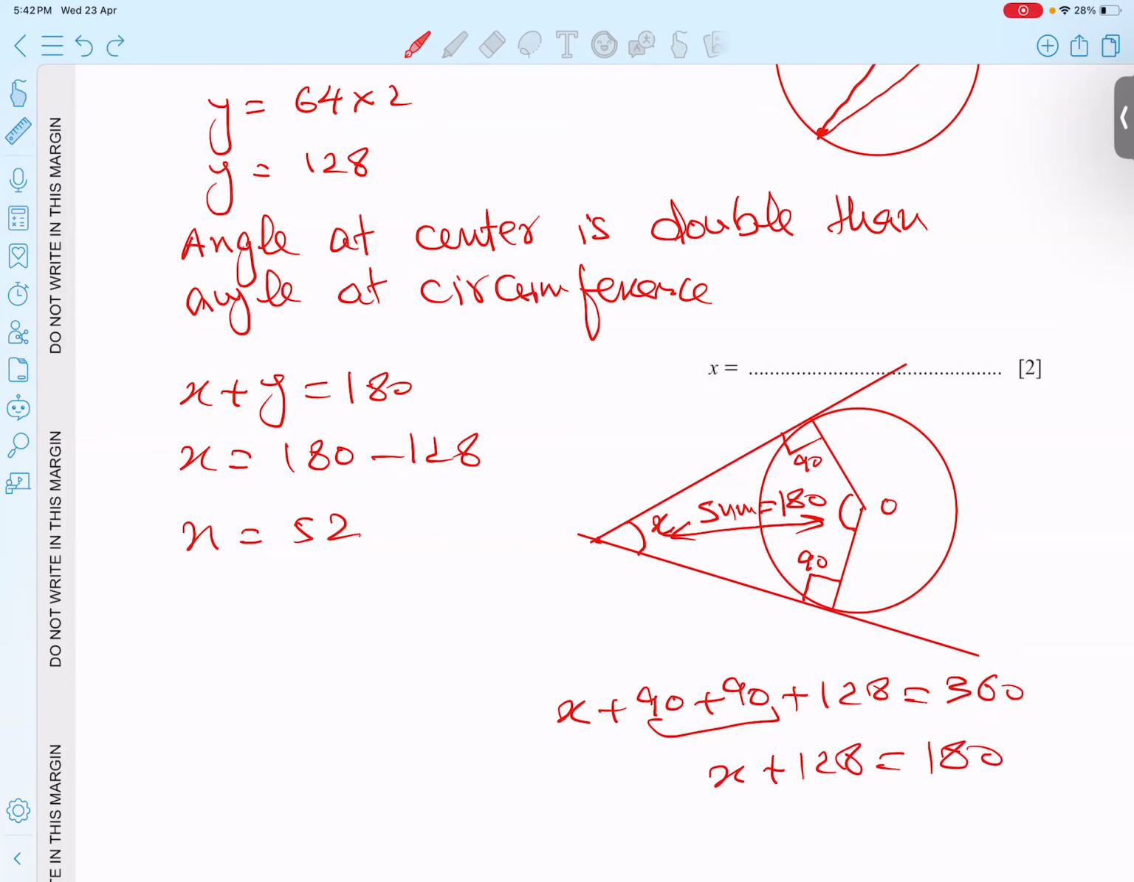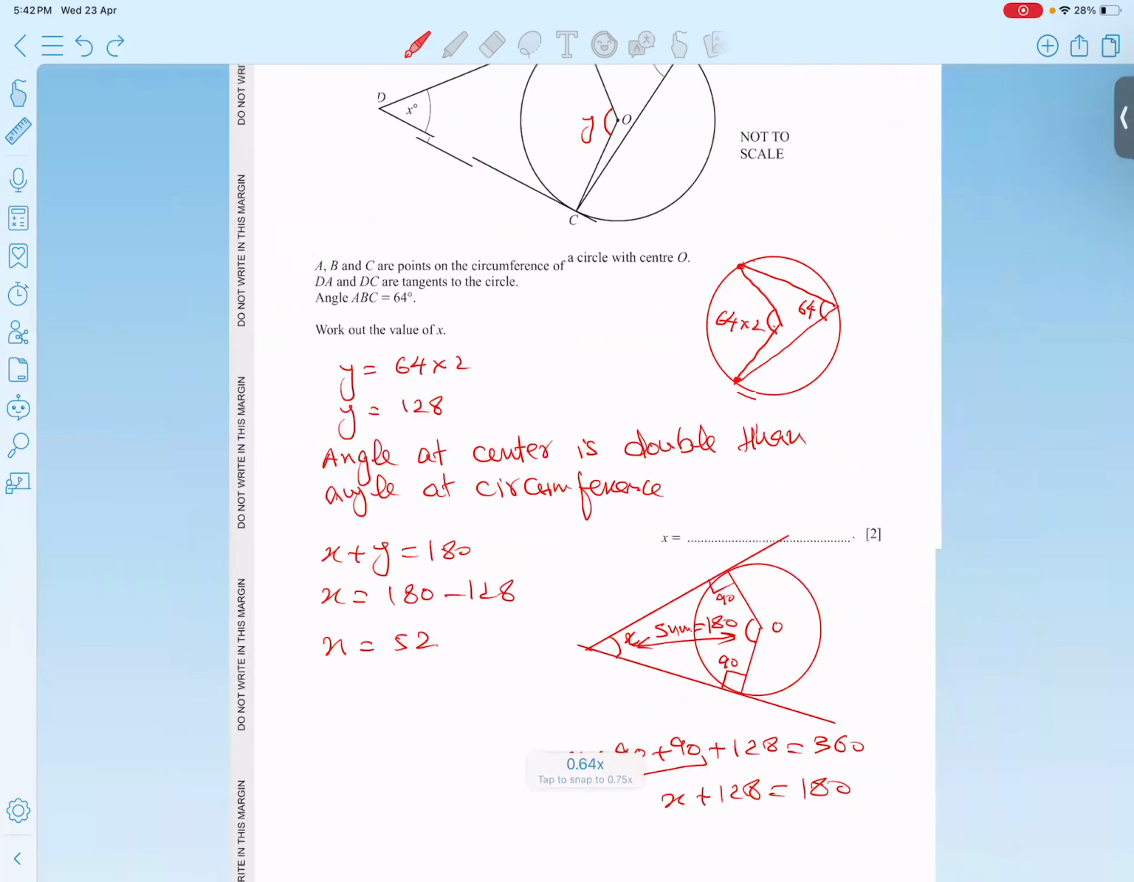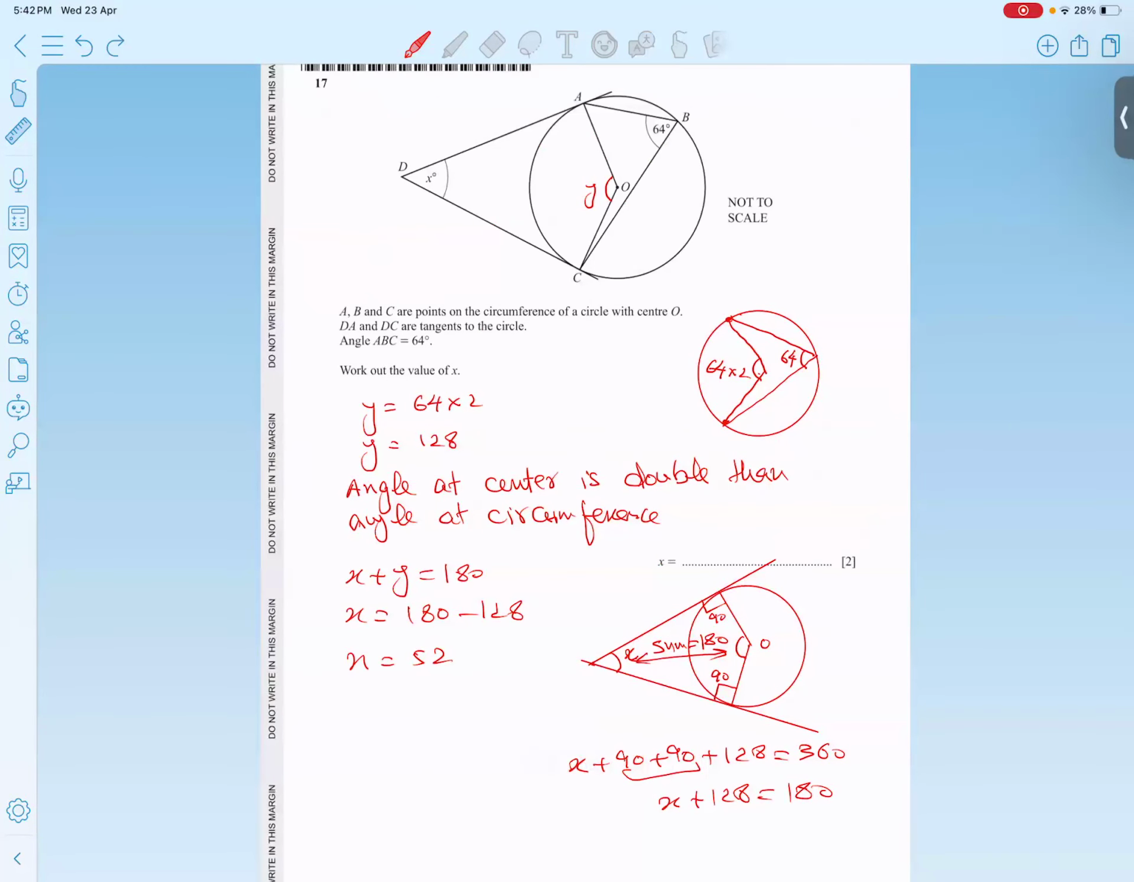So I have two ways to do this kind of question. Choice number 1: the sum of these angles is 180. Choice number 2: 90 plus this equals 360. And I believe the point is very clear. The question is over.